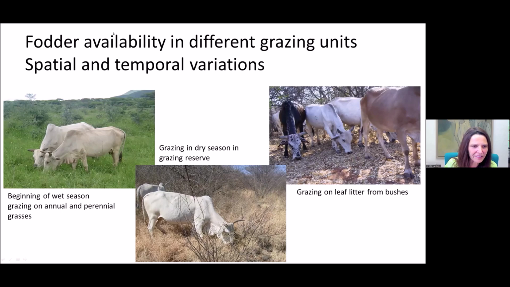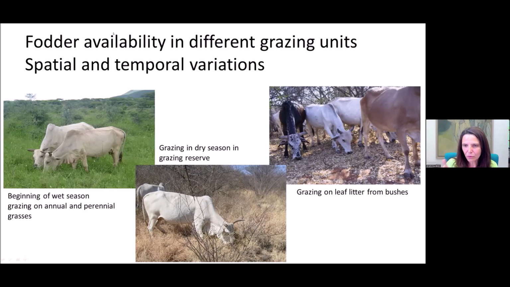So here you see a pasture in the beginning of the wet season where the cows are grazing on annual and perennial grasses. Or in the dry season here, they are grazing in a dry season grazing reserve on a lot of hay on the stalk. Or later on in a dry season, cattle might go to an area where there is a lot of leaf litter from bushes, which is usually rich in protein.